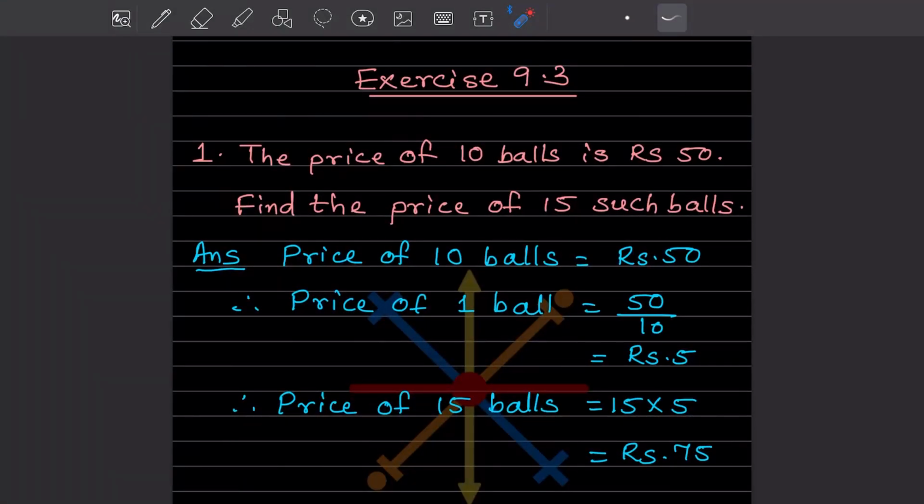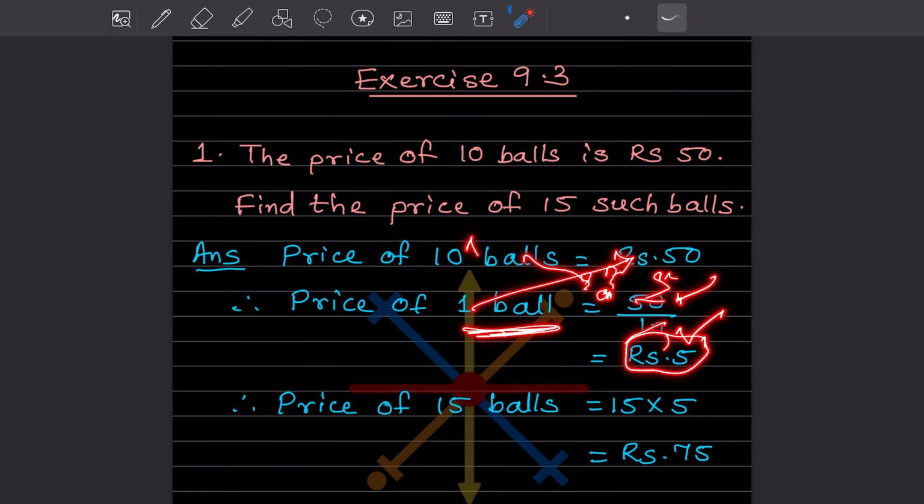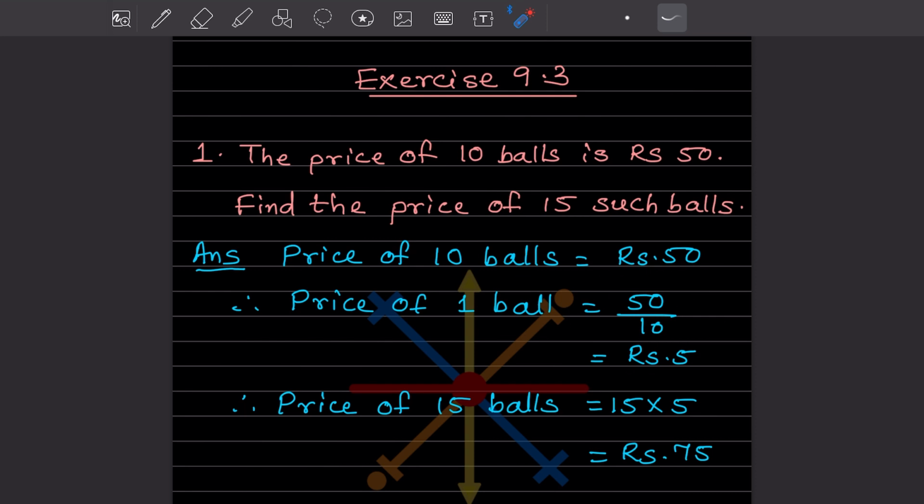Now see here, they said the price of 10 balls is 50 and find the price of 15. So again, here we are not going to find out directly 15. First, what will you do? Look at the first sentence. Price of 10 balls, that is 50. So first we'll look at the price of 1 ball. You will cross multiply. We don't know how much that is. So 50 ones are 50 and this 10 will go in the denominator. So 10 ones are 10, fives are 50. That will be 5. So now you got one ball is 5.